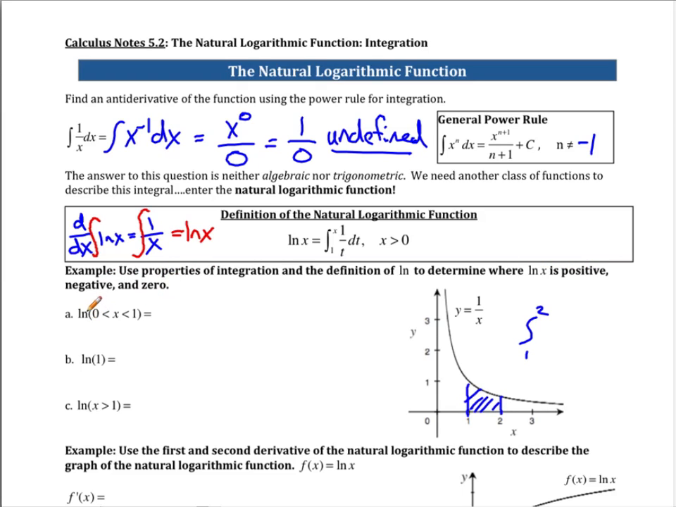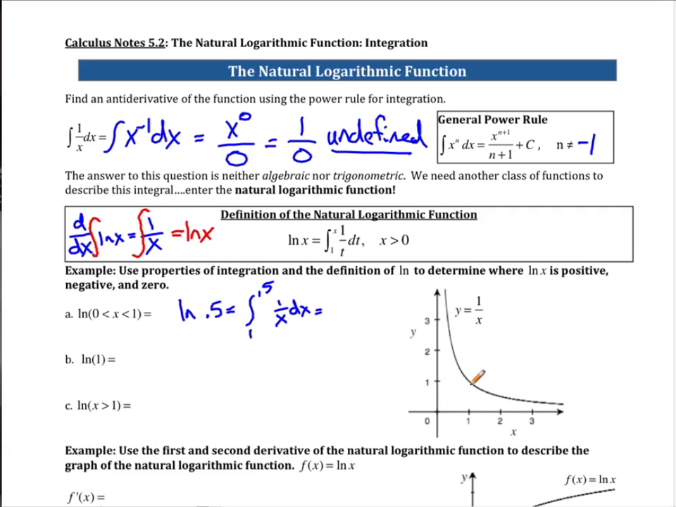So first off, we want to find the natural log between 0 and 1. We want to tell whether this is positive or negative. Okay, so I'm going to erase this here, and we're going to use this idea of the integral to help us answer this. Okay, and so we're just going to test out something in this interval, and let's just try natural log of 0.5. So using our definition now, we're going to have the integral from 1 to 0.5 of 1 over x dx.